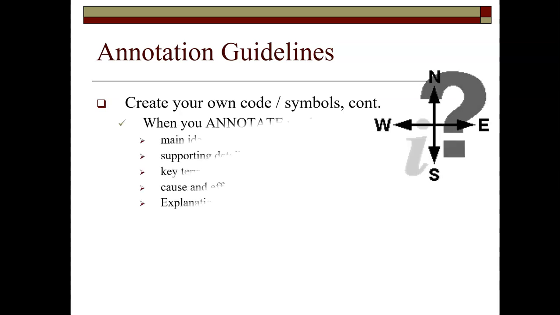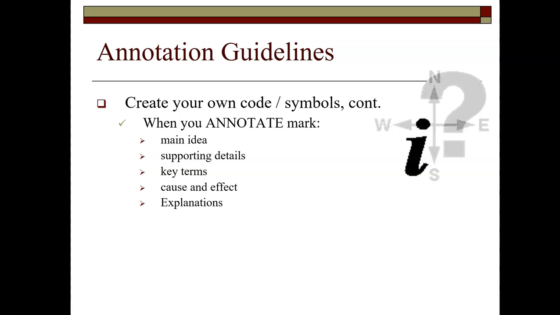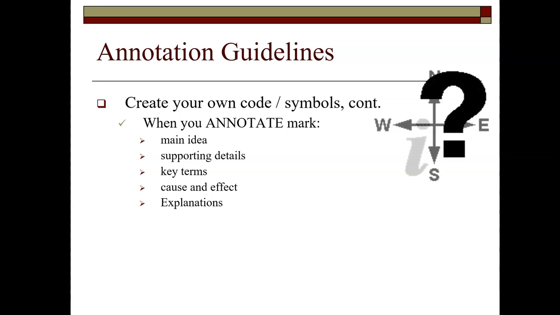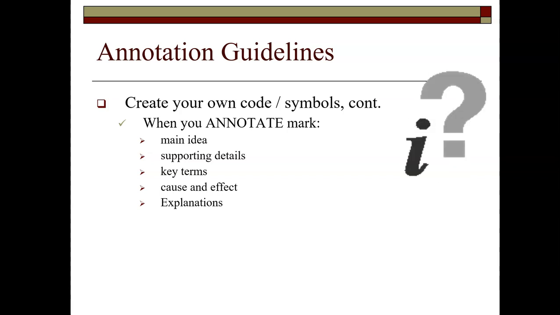Create your own code symbols. When you annotate, mark the main idea. Now, you may want to underline it. You may want to star it. You might want to put an asterisk there, whatever. Supporting details: use a different symbol for that. Key terms: probably best to either highlight or underline these. Cause and effect and explanations here.